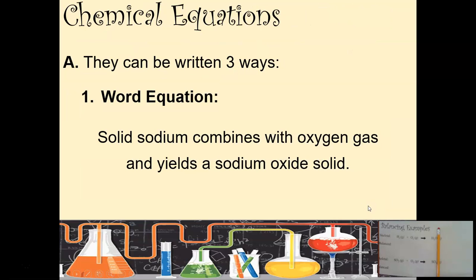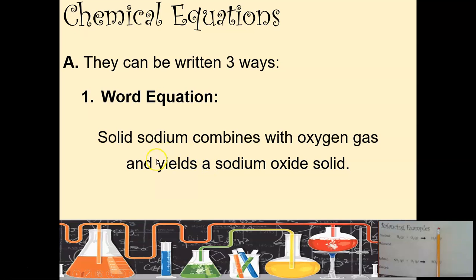So chemical equations can be written in 3 different ways. You can write a word equation, which is my favorite, but you're not going to like it as much. It tells you exactly what's going on. Solid sodium, that's just Na, combines with oxygen gas. So in my mind, I see Na plus, because it's combining, oxygen gas is O2. Remember the Brinkelhoff atoms. Oxygen is O2. And it says that it yields a sodium oxide solid.